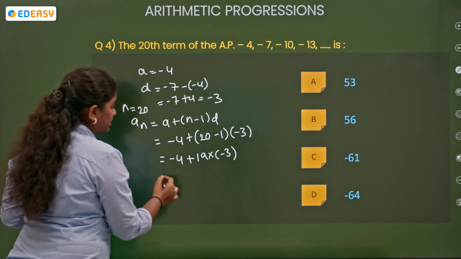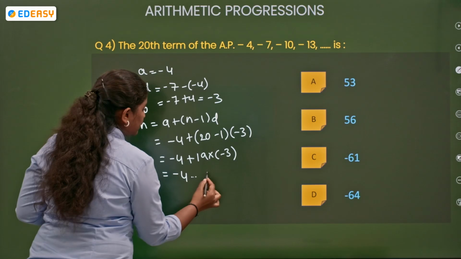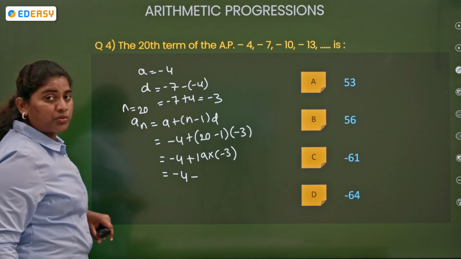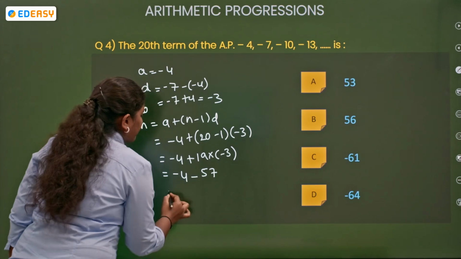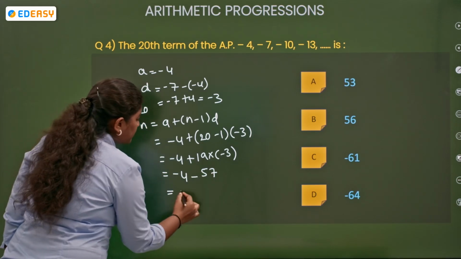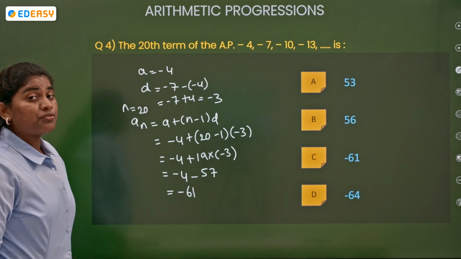Multiply these: 19 threes are how much? So minus 4, and plus into minus gives minus. Clear? Any doubt? So coming to here, it will become 57. Now minus 4 minus 57 is minus 61. Simple. That is your addition of integers.